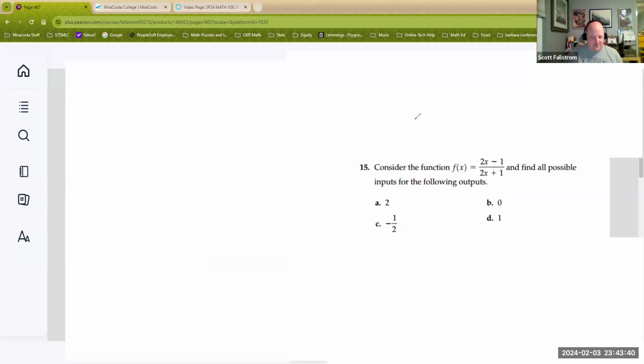Now it's asking us to do something different, but I want to say, what would I do if somebody said find f of 5, right? We got to have this down. So here's my function. F of 5. Well, wherever you see an x, you're going to put a 5. So it's going to be 2 times 5 minus 1, and 2 times 5 on the bottom, plus 1.